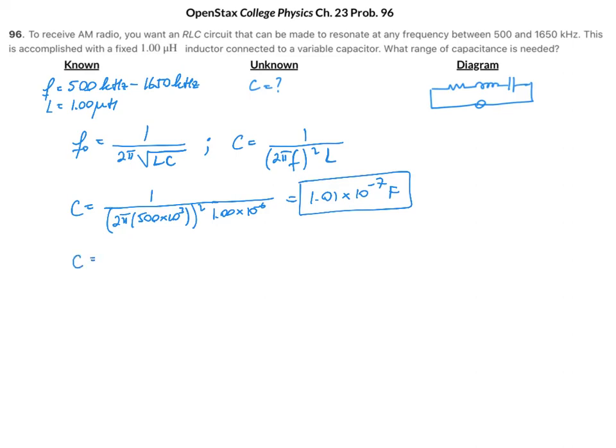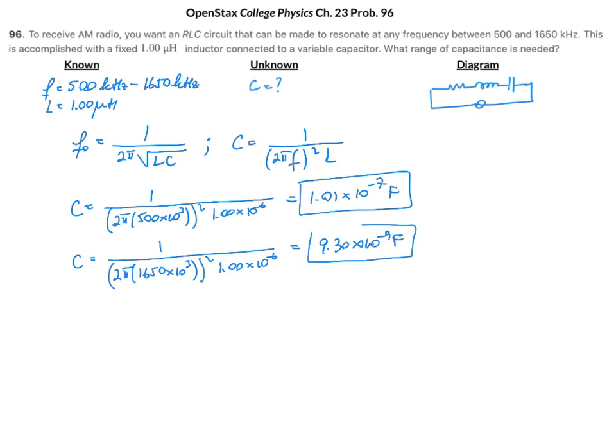And for the higher frequency, we have 1 divided by 2 pi times 1650 times 10 to the third hertz, quantity squared. And the inductance is 1.00 times 10 to the negative 6th. So that gives us 9.30 times 10 to the negative 9th farads.